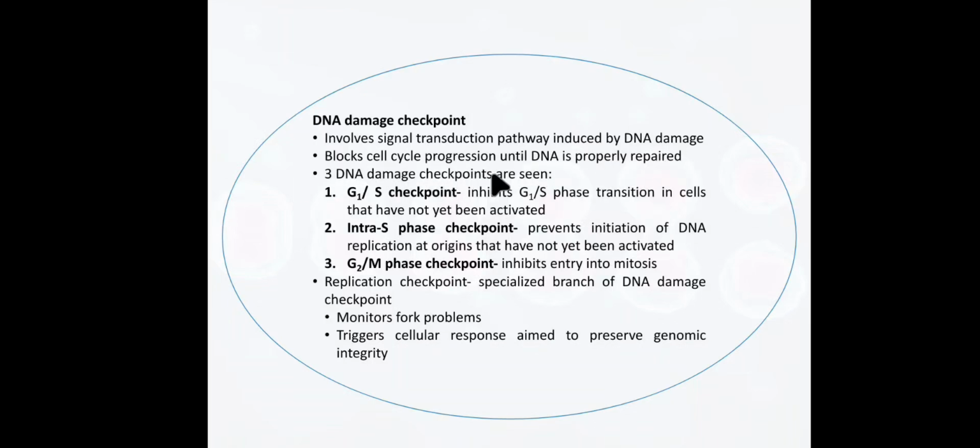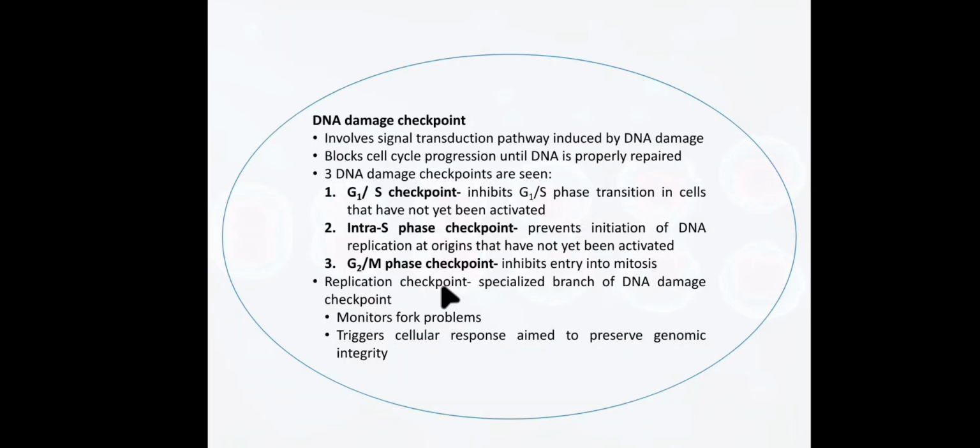There are 3 DNA damage checkpoints based on the stage in which they occur. That is the G1/S checkpoint, which inhibits the G1/S transition in cells. The intra-S phase checkpoint prevents the initiation of DNA replication at origins that have not yet been activated. And next is the G2/M phase checkpoint that inhibits the entry into mitosis.